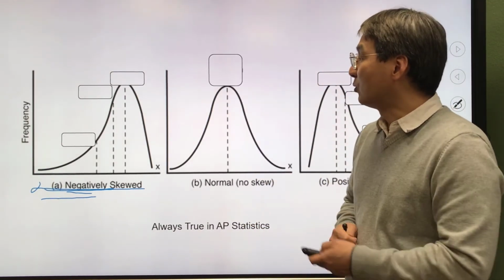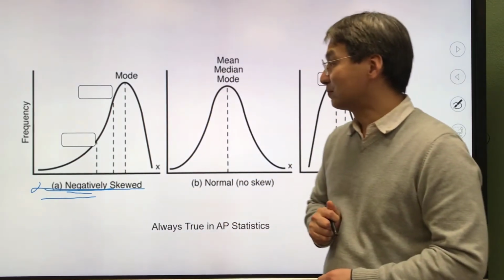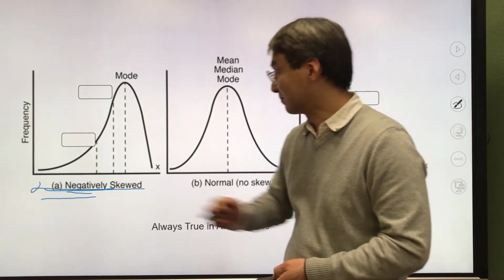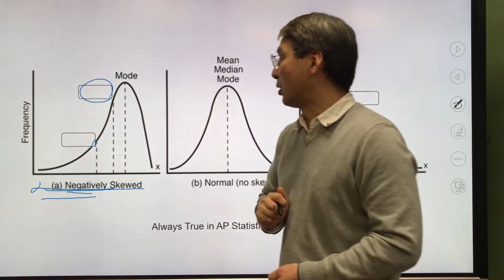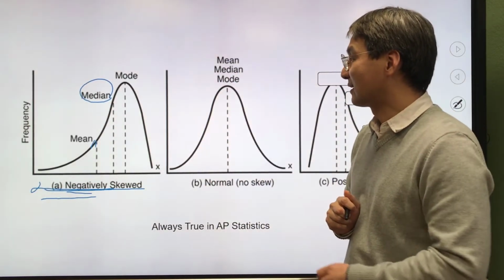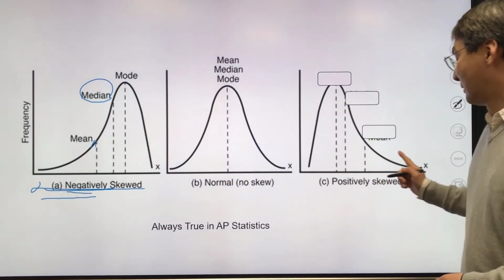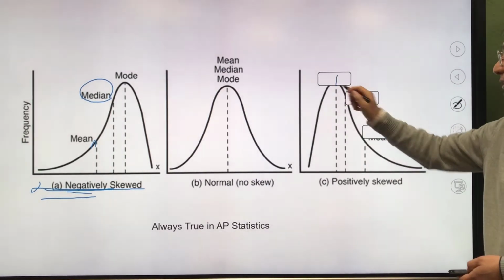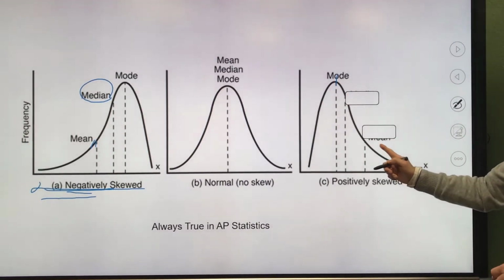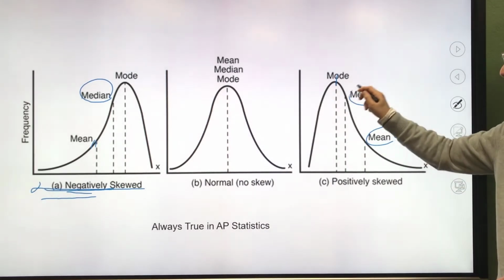So the peak is the mode, and which one is following the outlier, mean or median? Yes, mean. Median is near the mode. It does not get affected easily, so mean follows the outlier. Positively skewed or right skewed distribution, the peak is the mode, and mean is following the outlier to the right. So this is the mean and median.